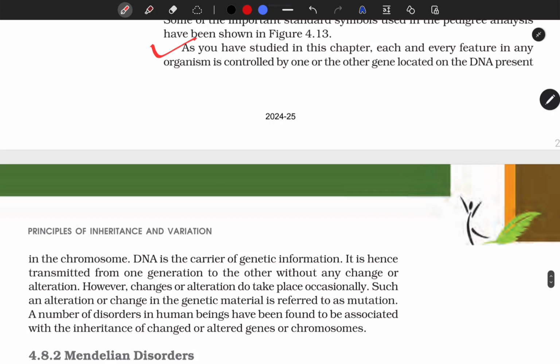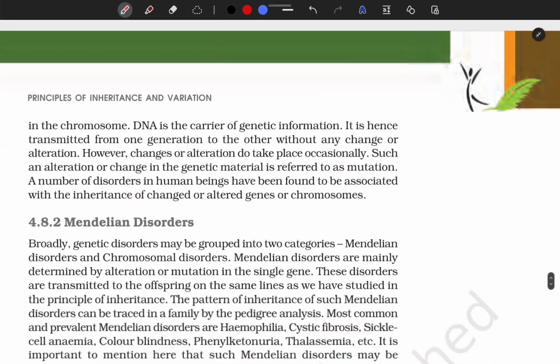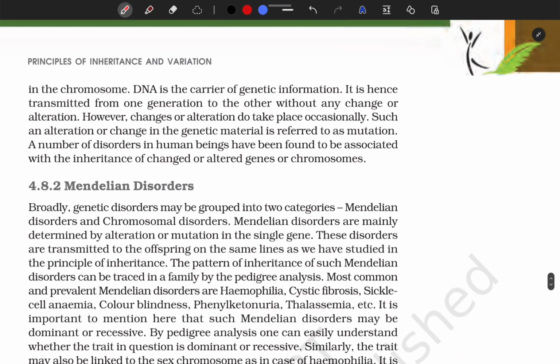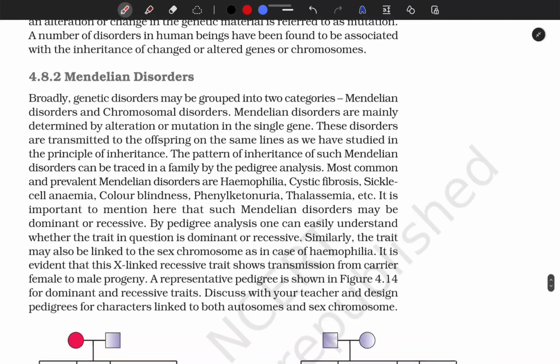As you have studied in this chapter, each and every feature in any organism is controlled by one or other gene located on the DNA present in the chromosome. DNA is the carrier of genetic information. It is hence transmitted from one generation to the other without any change or alteration. However, changes or alterations do take place occasionally. Such an alteration or change in the genetic material is referred to as mutation. A number of disorders in human beings have been found to be associated with the inheritance of changed or altered genes or chromosomes.